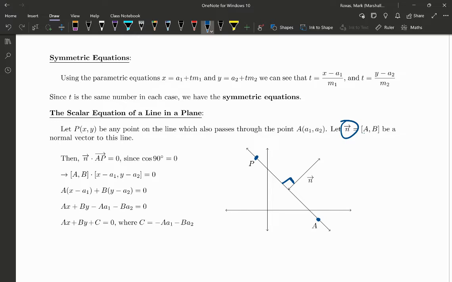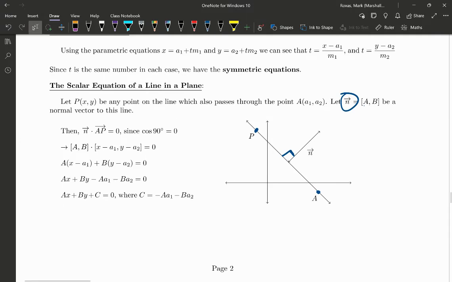If we use that normal vector, that idea that it's 90 degrees, I can use the property of the dot product that two vectors that are 90 degrees to each other have a dot product of 0. So I'm going to take the dot product of our normal vector n and the vector that I create by joining point A to point P.